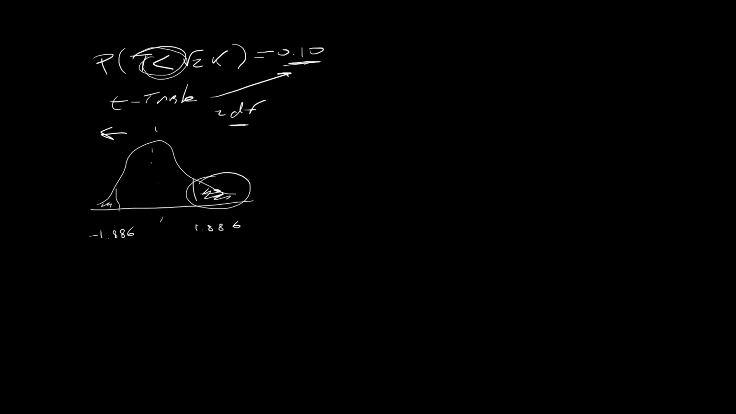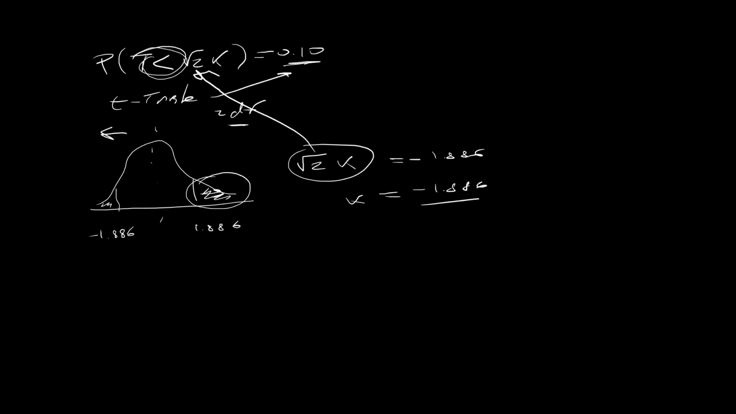So in order to solve for the k value, we have the square root of 2 times k. Remember, this is what we have here. And this is equal to minus 1.886. So you just need to change the values around by the square root of 2, and k is equal to minus 1.334.